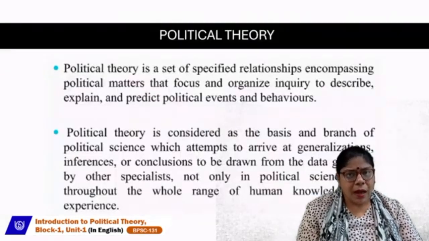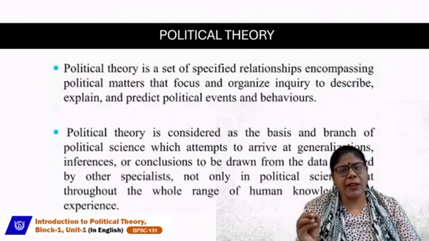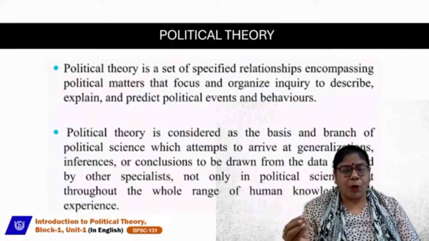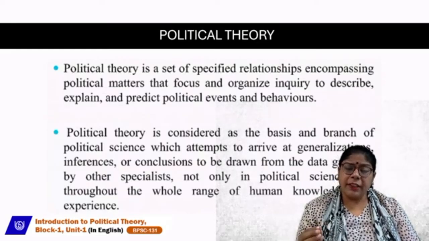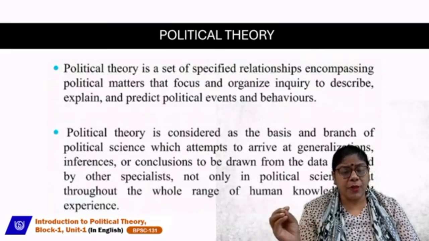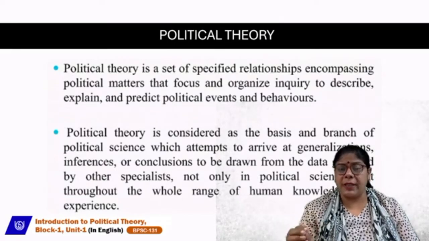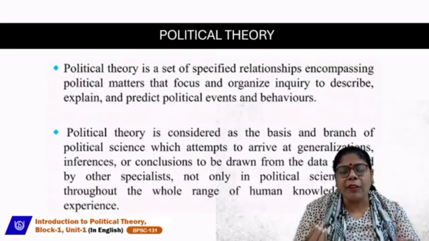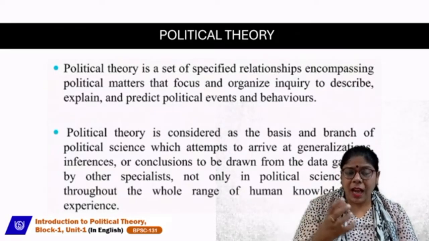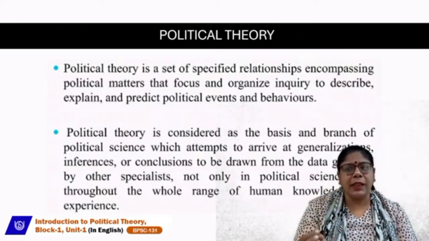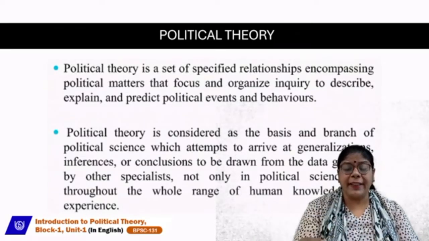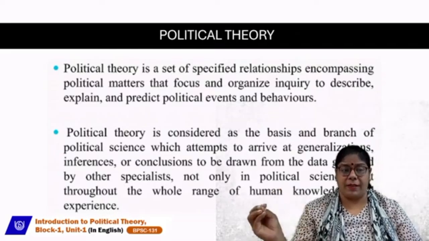Okay. So now we come to political theory. What is political theory? Political theory is a set of specified relationships encompassing political matters that focus and organize inquiry to describe, explain, and predict political events and behavior. So it is a set of specified relationships which have political matters, and these focus and organize inquiry. They can describe, explain, and predict political events and the behavior in politics.